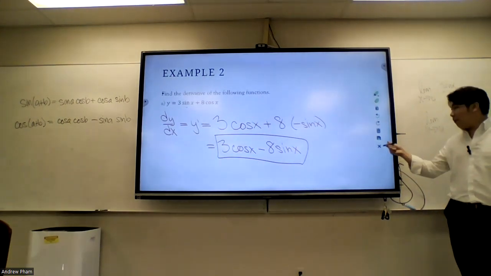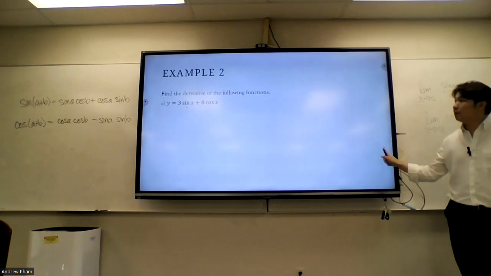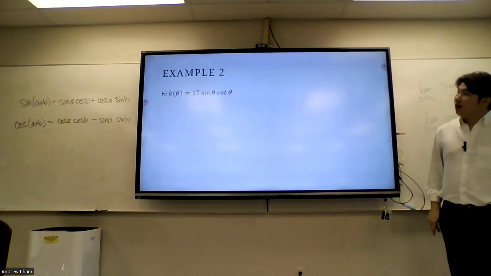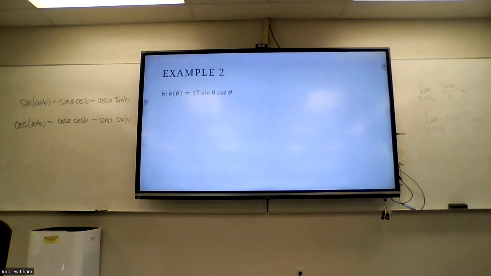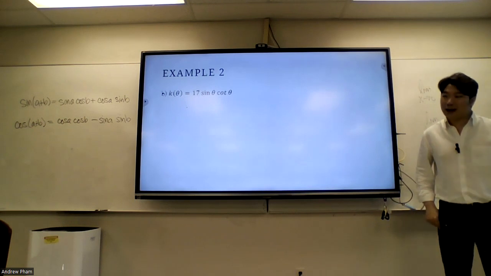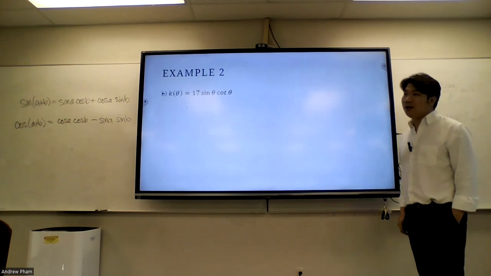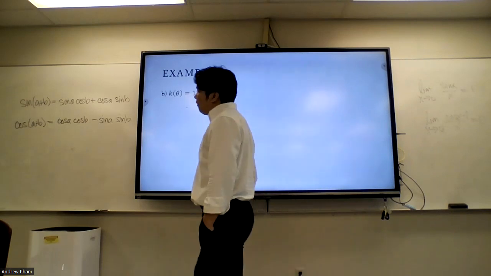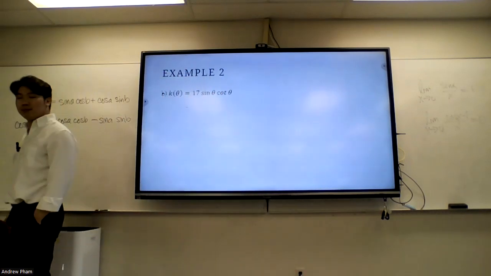All right, let's go ahead and look at part B. K of theta is equal to 17 sine of theta cotangent of theta. Remember, even though I'm using theta here, it just means another variable. It would be the same thing if I just wrote K of x is equal to 17 sine of x cotangent of x. The actual choice of the variable is pretty arbitrary for us.